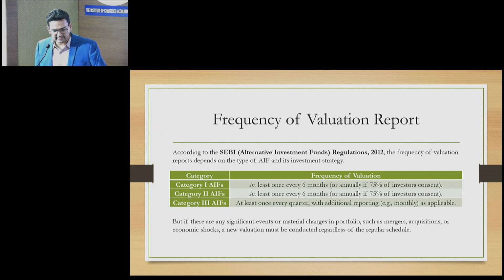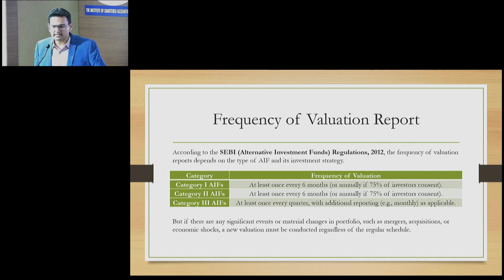But if it is Cat 3, then it is required every quarter, okay? And with additional reporting, because Cat 3 is a short-term horizon fund, as per understanding. In case they need to report monthly NAV, so that they can timely give exit and entry to the investors, they need monthly reporting many times. So many of the AI funds even go for monthly reporting instead of quarterly.